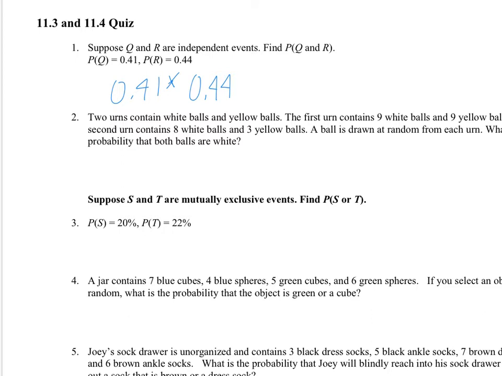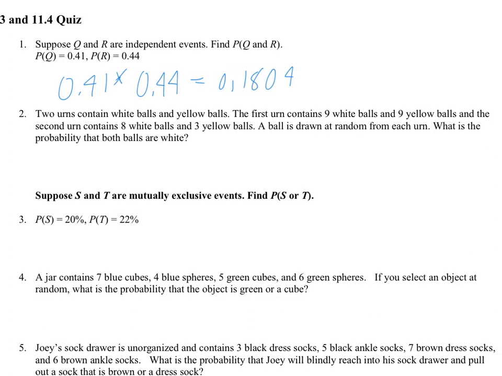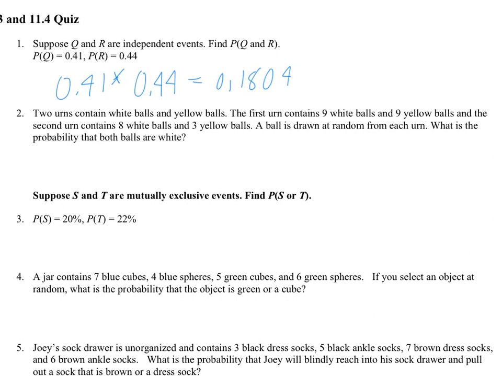Let's see. And that turns out to be exactly 0.1804. You can write that either as a percentage or a decimal, but again, that's exact, so if at all reasonable, don't round unless it's totally necessary.